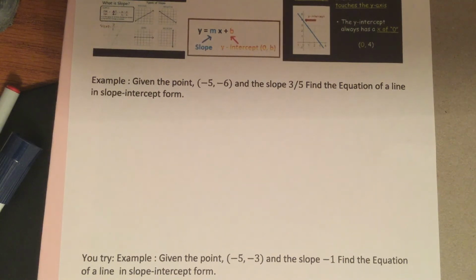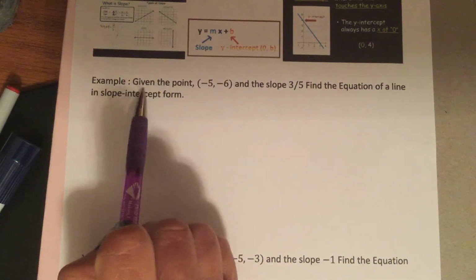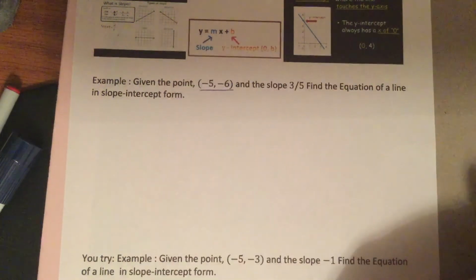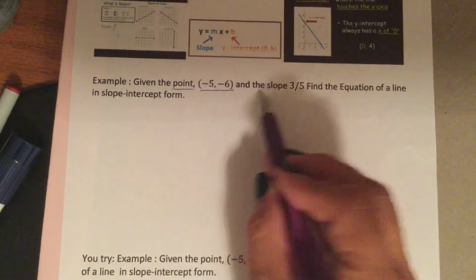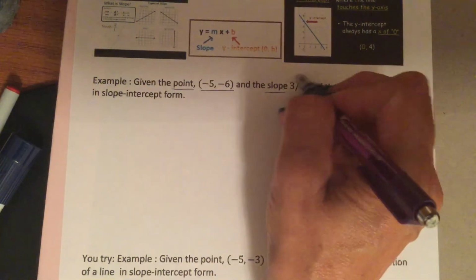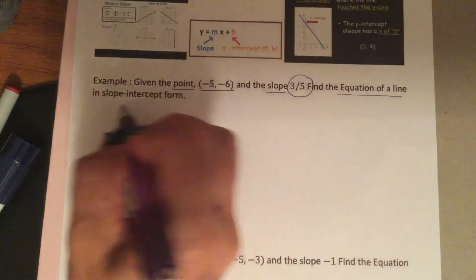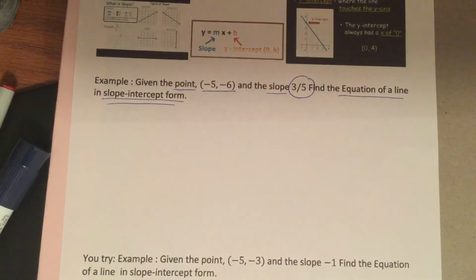So we're going to take a look at an example together where you are given the point -5, -6. So here's our point, and the slope 3/5. Find the equation of the line in slope-intercept form. So to begin, we need to know what slope-intercept form is.